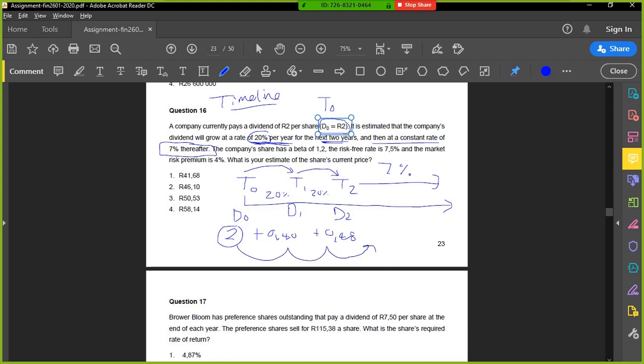All right, then they say in the question the company's share beta is 1.2, risk free 7.5, market risk premium 4. What do you think about when you see that? Share beta. What topic? What's the key formula? Do you remember? CAPM.